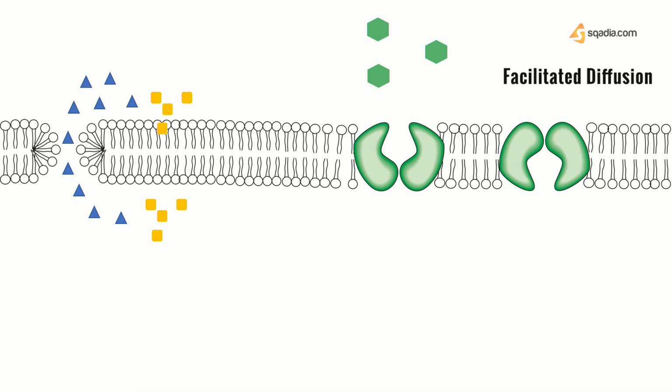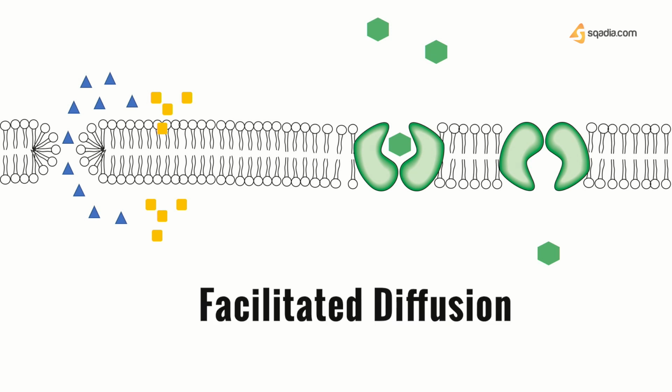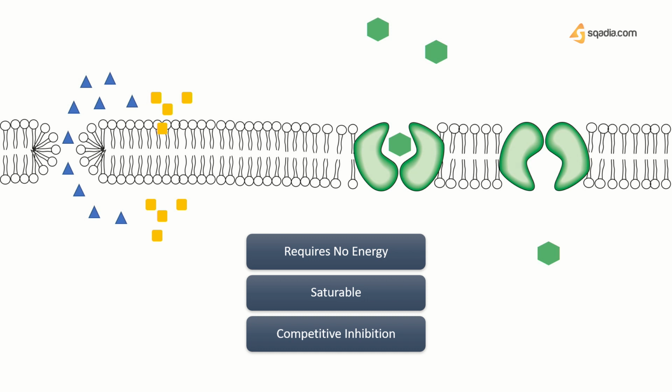Now, coming to facilitated diffusion, other agents can enter the cell through specialized transmembrane carrier proteins that facilitate the passage of large molecules. These carrier proteins undergo conformational changes, allowing the passage of drugs or endogenous molecules into the interior of the cells and moving them from an area of high concentration to an area of low concentration. This process is known as facilitated diffusion. It does not require energy, can be saturated, and may be inhibited by compounds that compete for the carrier.